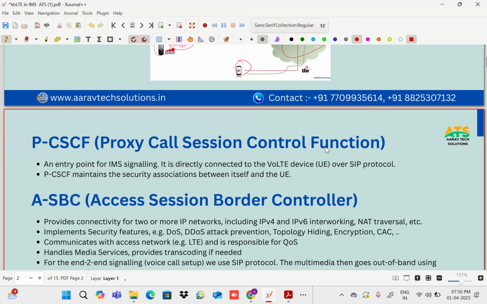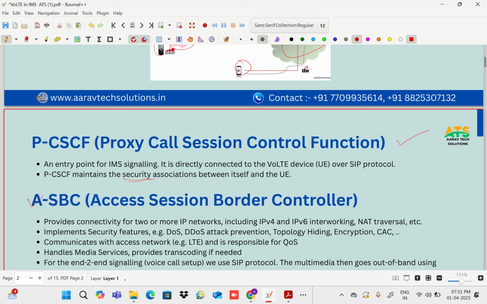So we'll discuss the PCSCF, proxy call session control function, an entry point for IMS signaling. It is directly connected to the VoLTE device over SIP protocol, session initiation protocol. PCSCF maintains the security association between itself and the UE. Then ASBC, Access Session Border Controller.